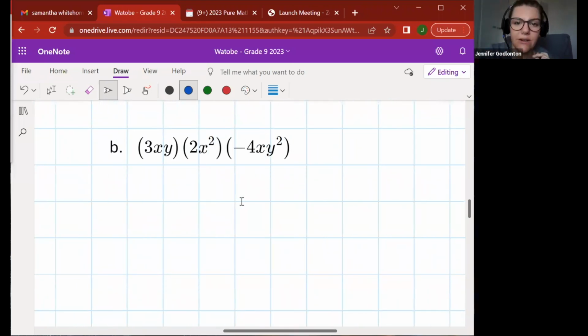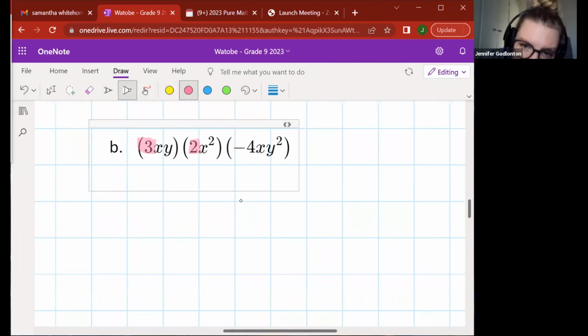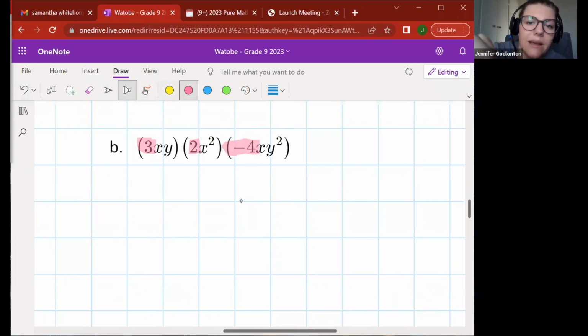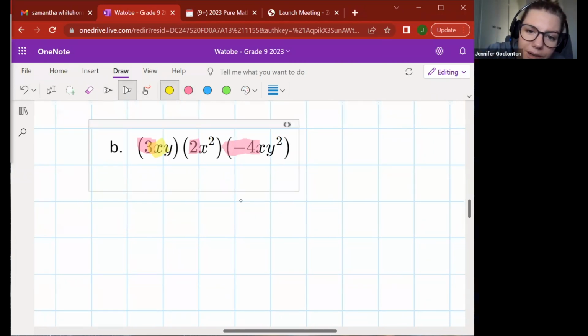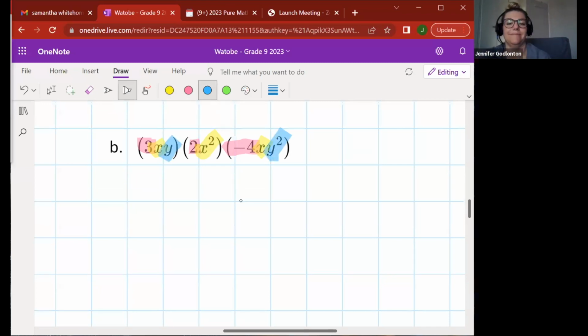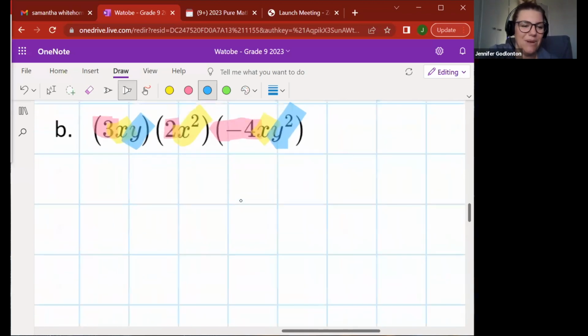Okay, last one we're going to try before our brain break. I know it looks scary, but it's actually not so bad. I want you to think about your signs and then numbers and then variables. So I'm going to just highlight things differently. I'm going to highlight our constants. I want you to think about those. I really like that one. And then I want you to think about your variables. And let me know.